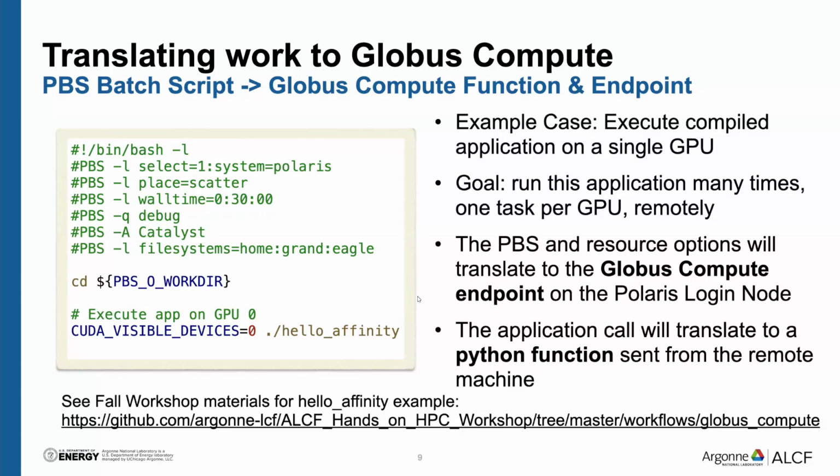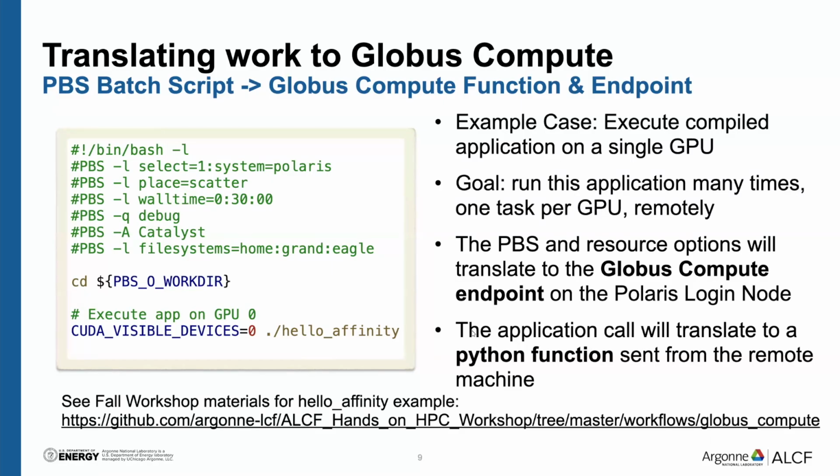What we will see is we're going to split the content of this script into two pieces. One is the configuration for the Globus Compute endpoint, which will contain all the information that your typical batch script has for communicating with the scheduler. So all your PBS options will end up in your Globus Compute endpoint configuration. Then the details of how you execute the application within the job will be translated to the compute function, which is a Python function.